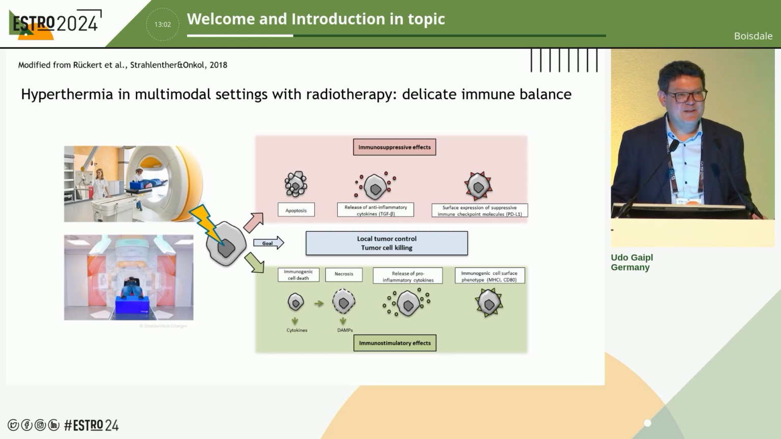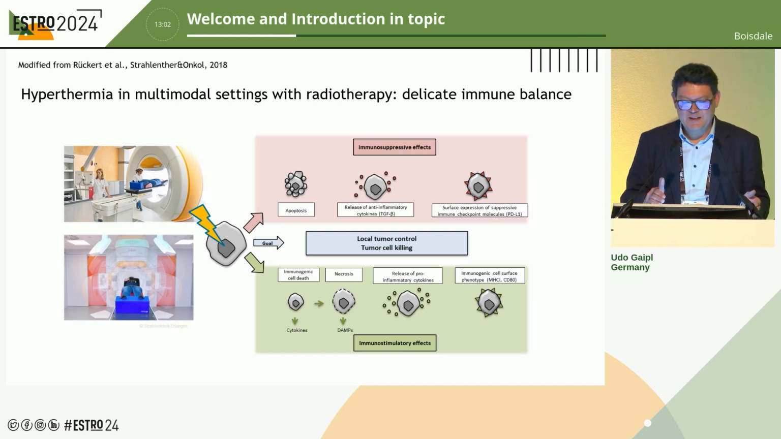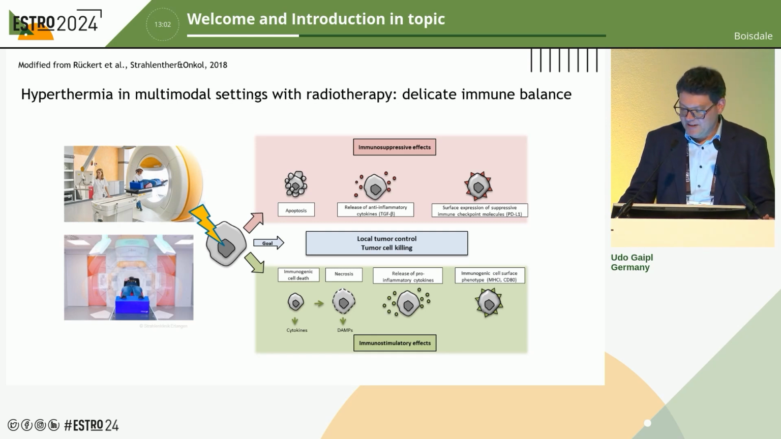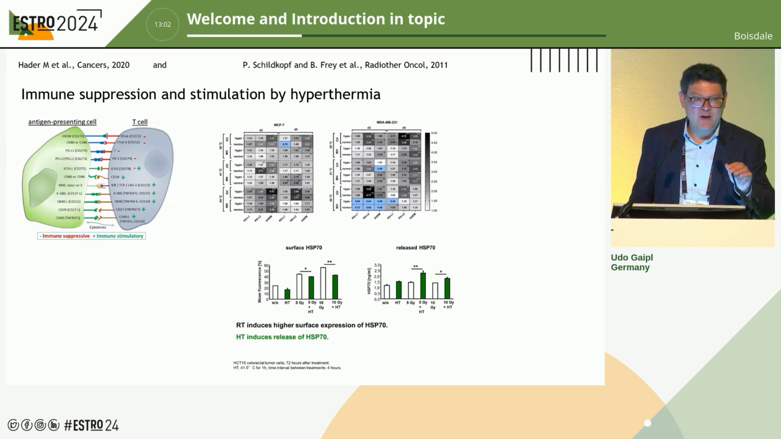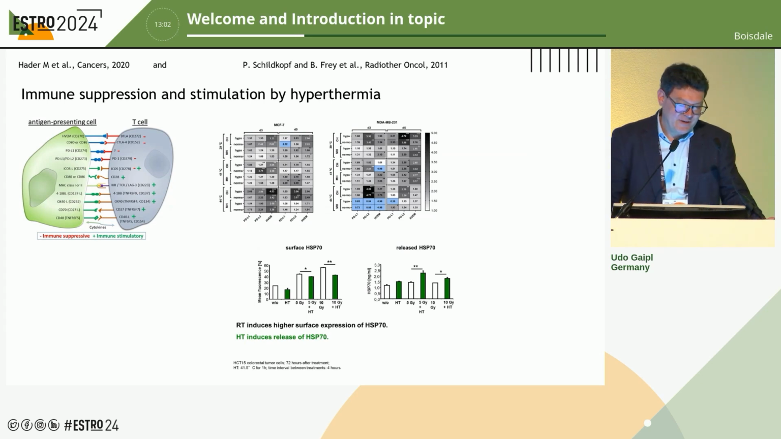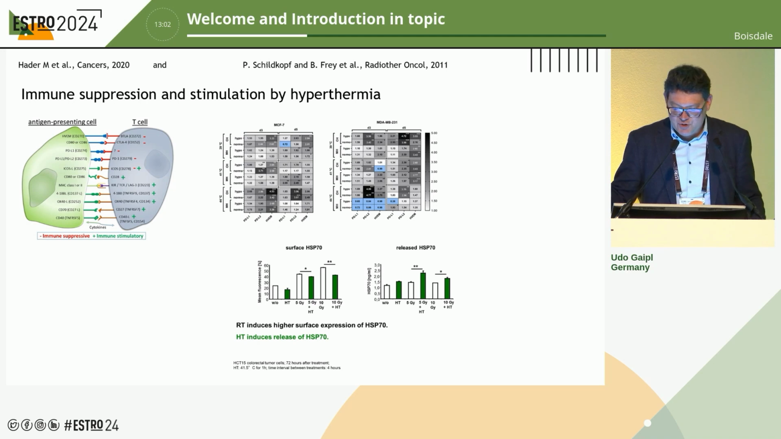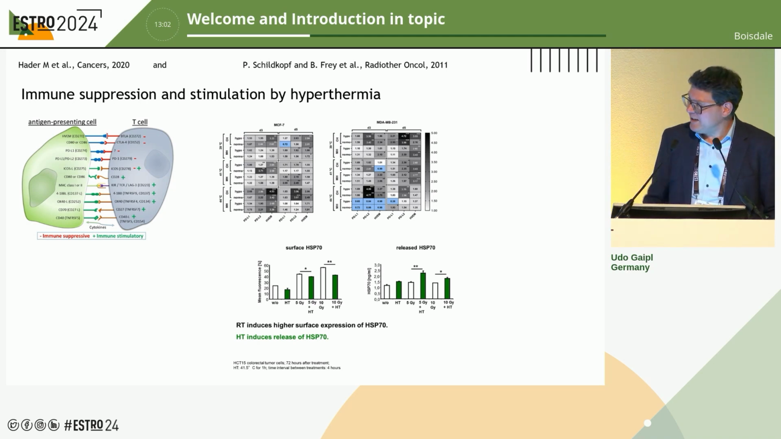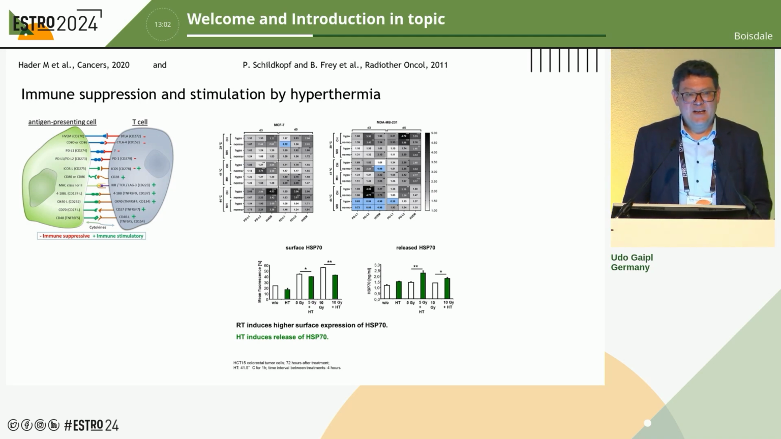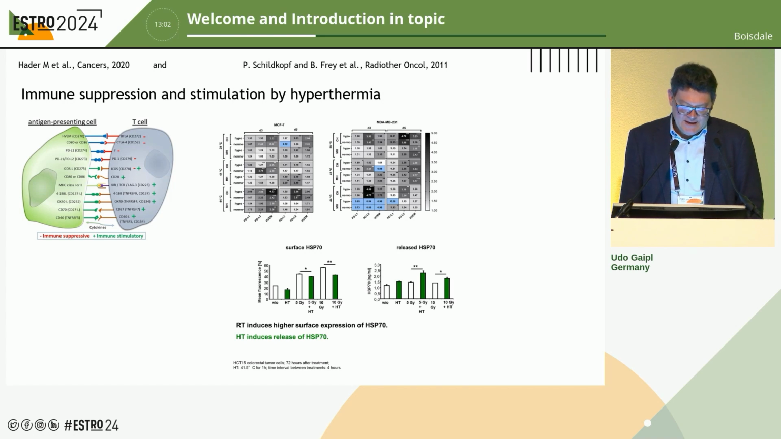And as often in research with radiotherapy and hyperthermia, you can compare it now with hyperthermia. What does hyperthermia do? I just brought you two examples. One example you see here down, it's the heat shock protein 70. And you see that it's increased after radiotherapy in hyperthermia.